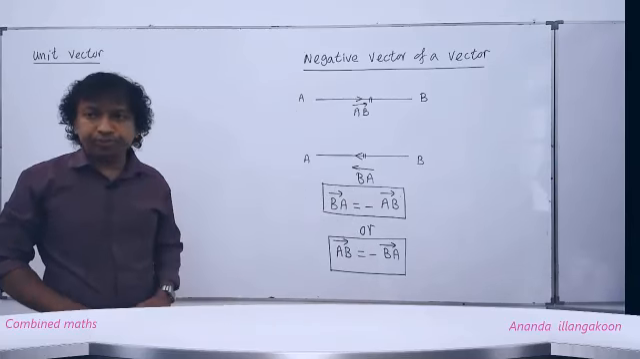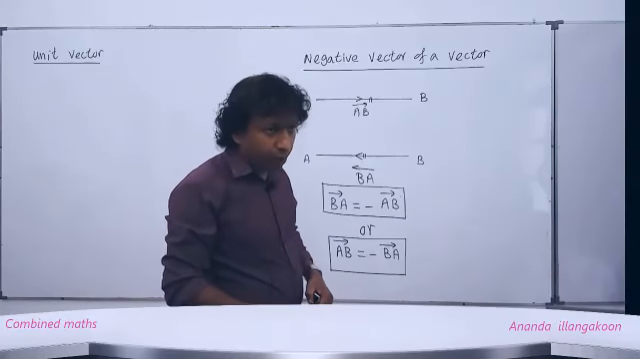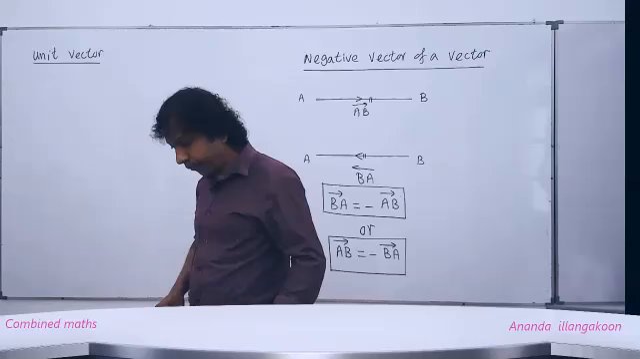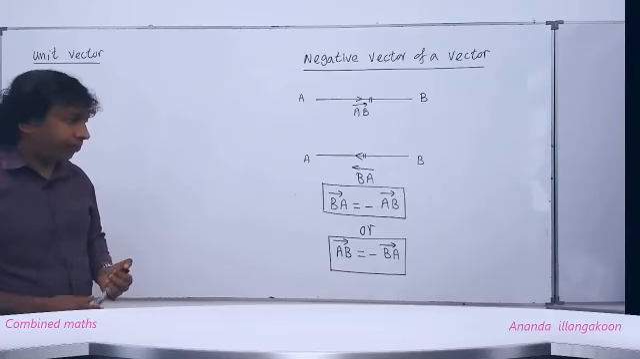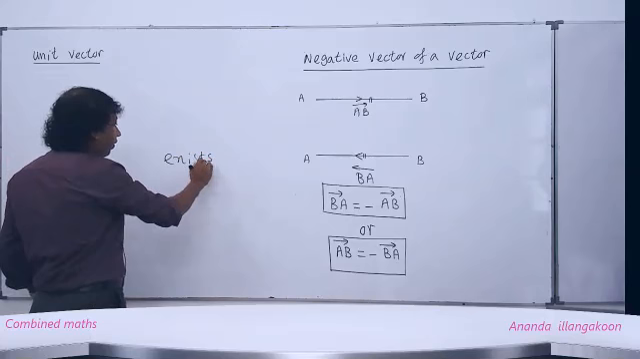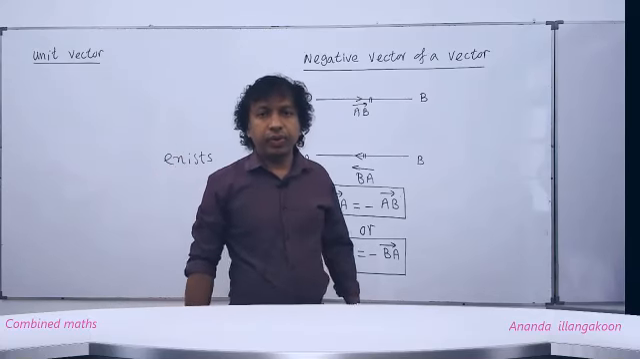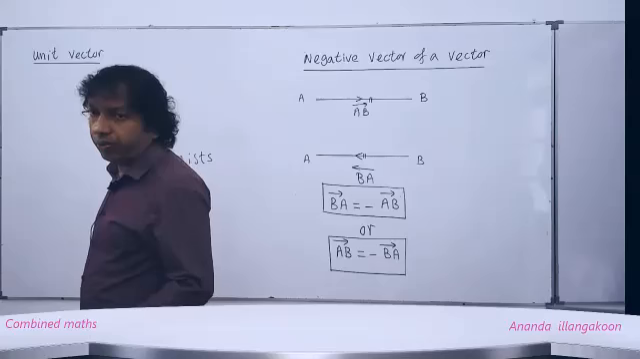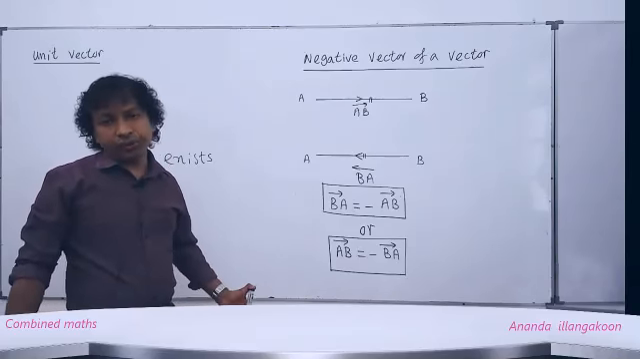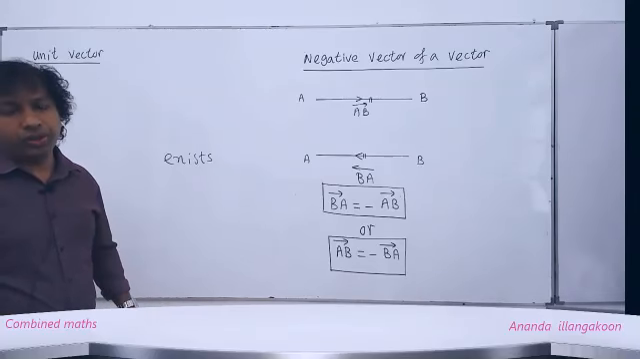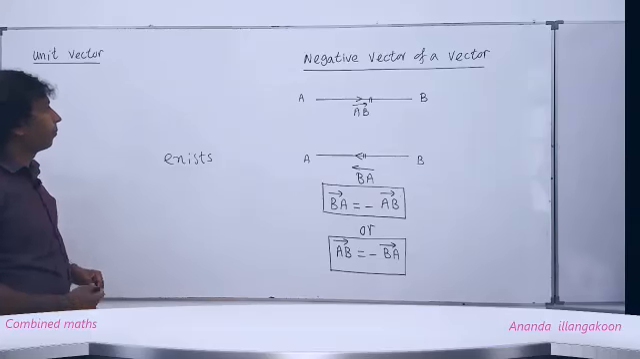Start from a new line. For a given direction, there exists only one unit vector. Pattern like this.